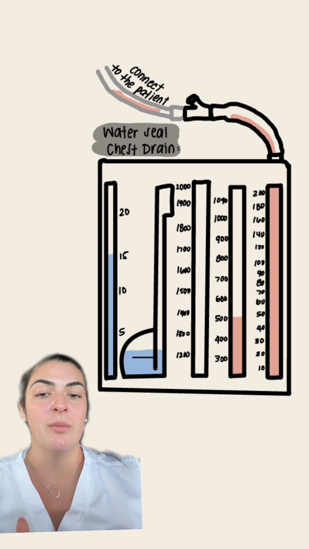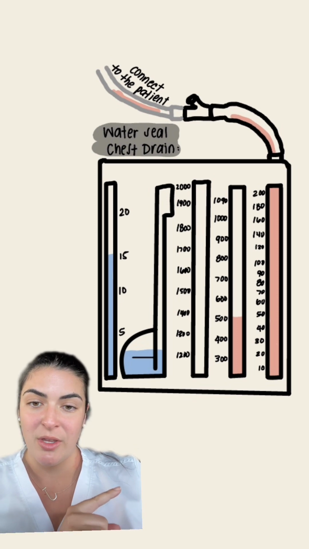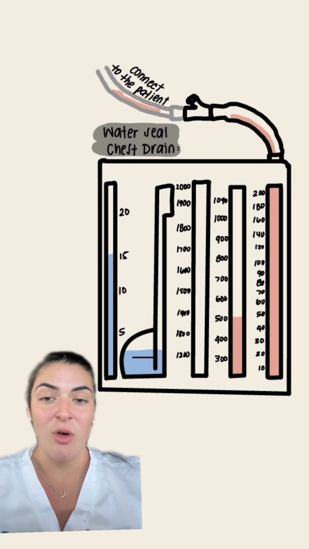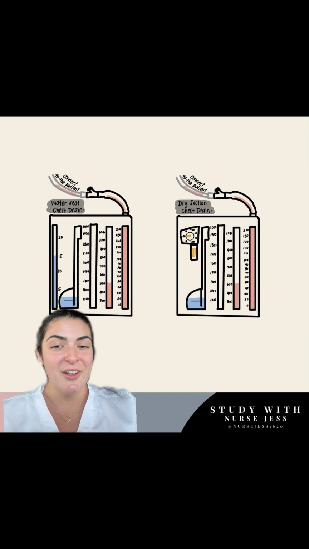Now, it's important to remember that our water seal chamber and our collection chamber are the same here. The only thing that's different is how the suction is set. All right, there you have it. Those are our chest tube systems.